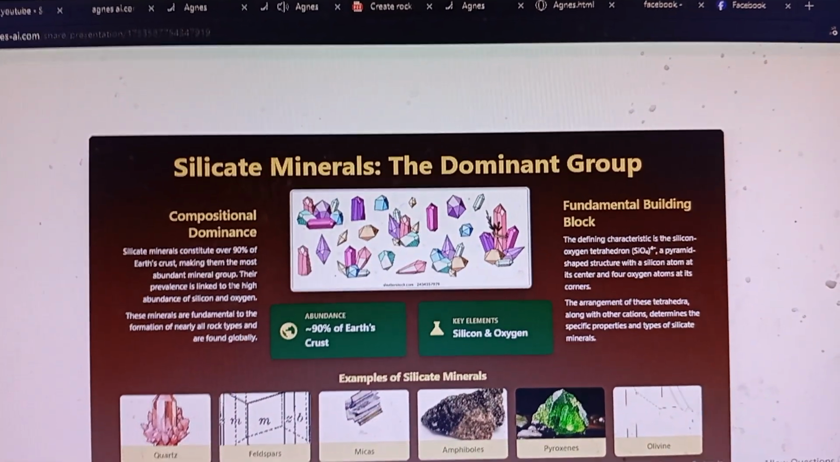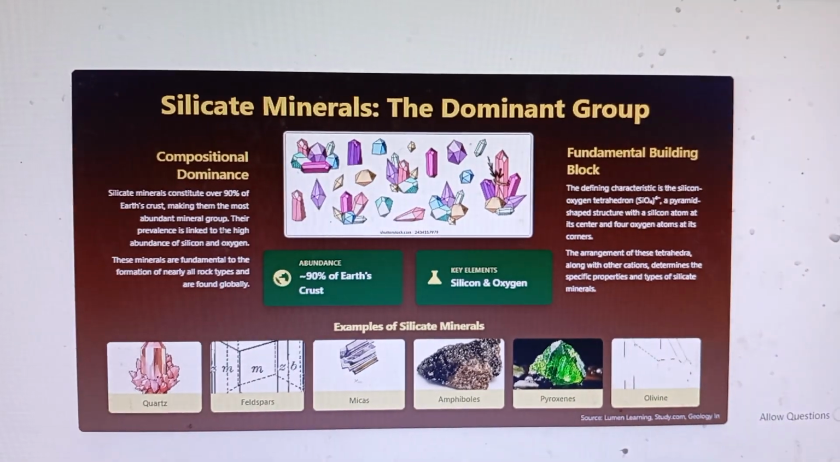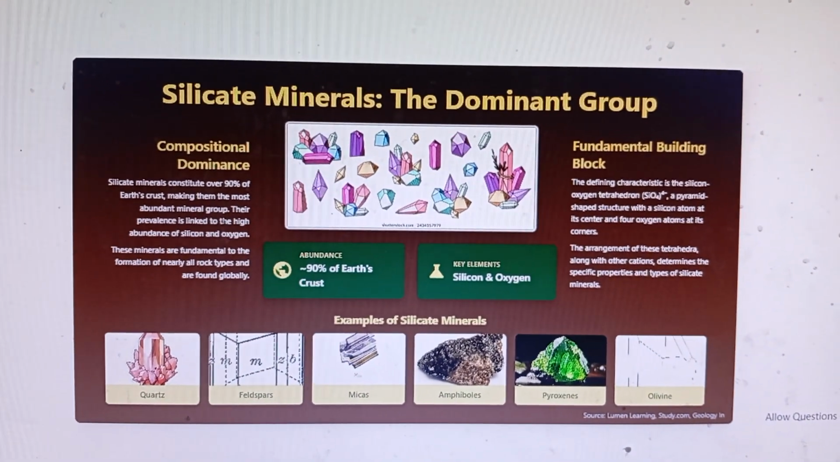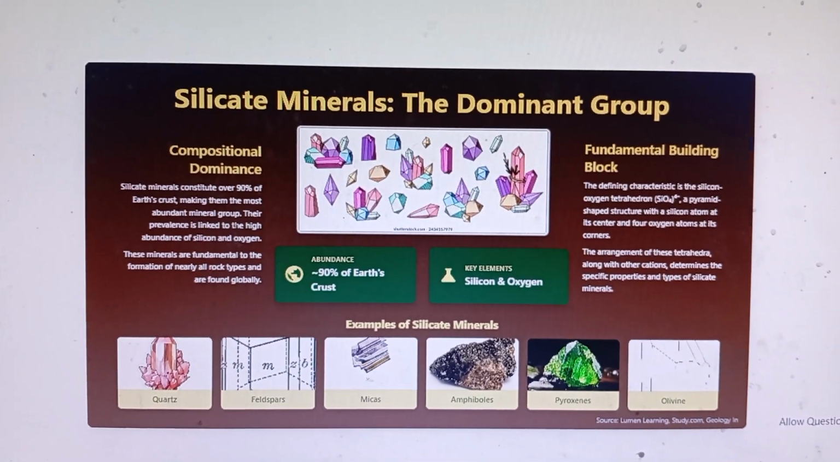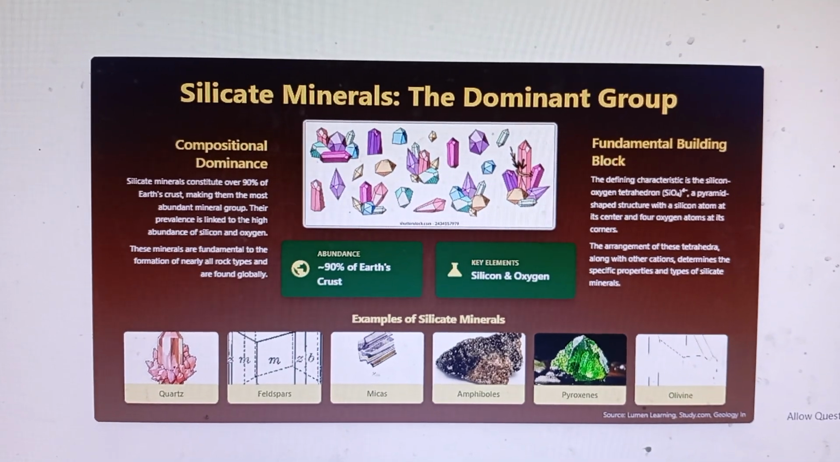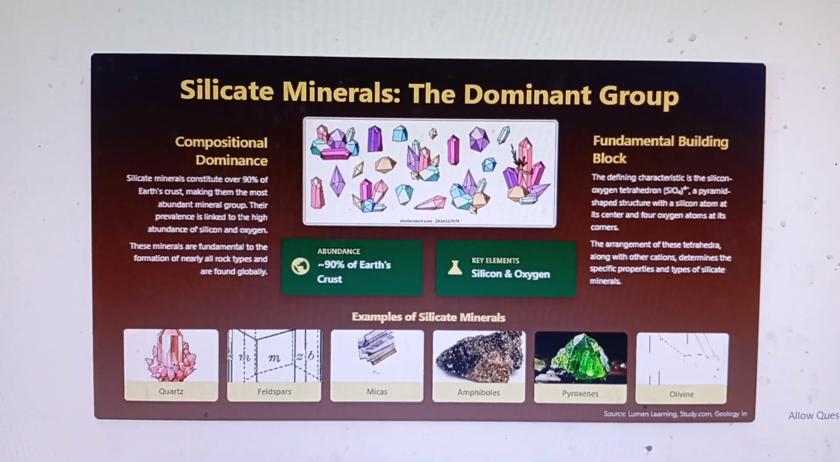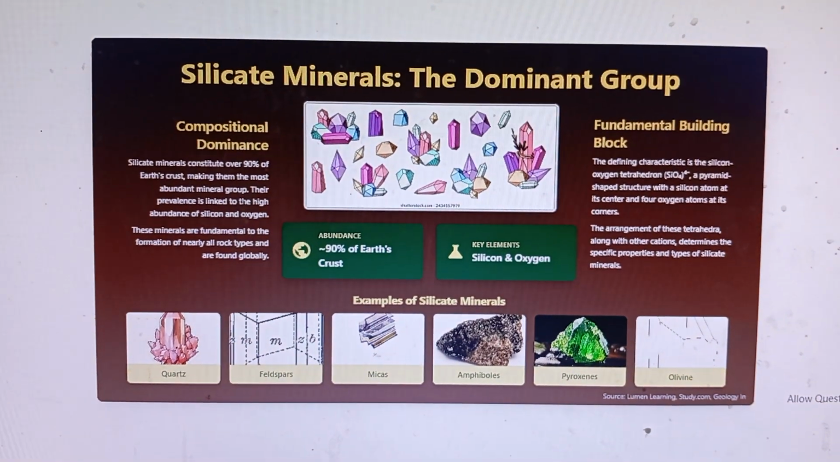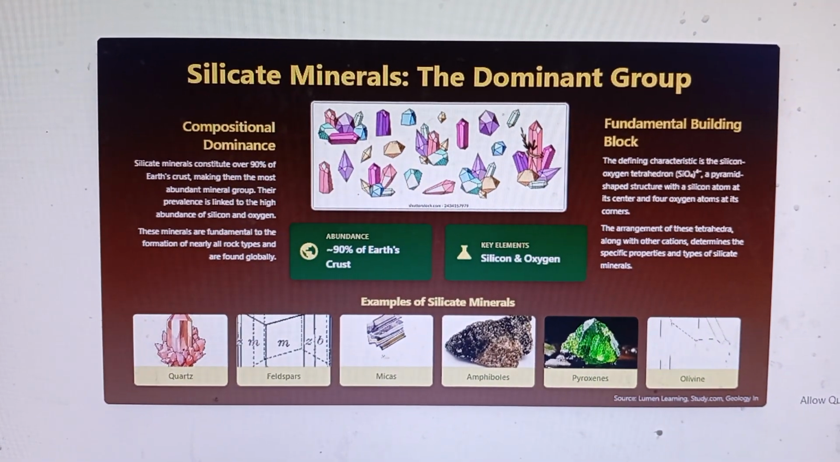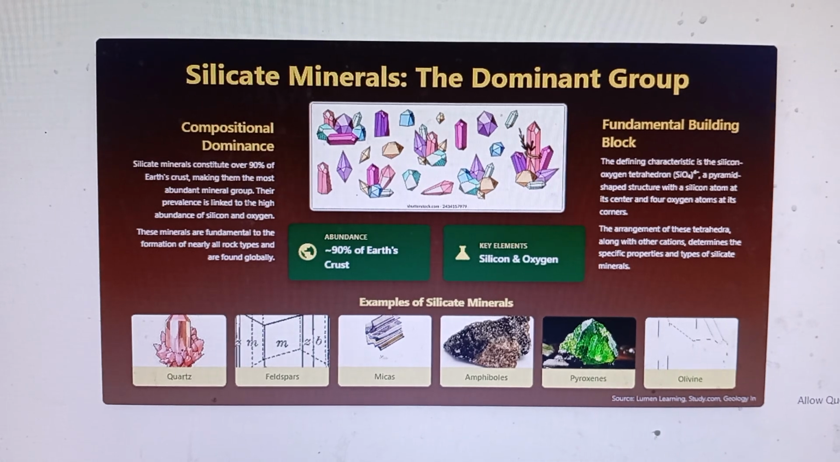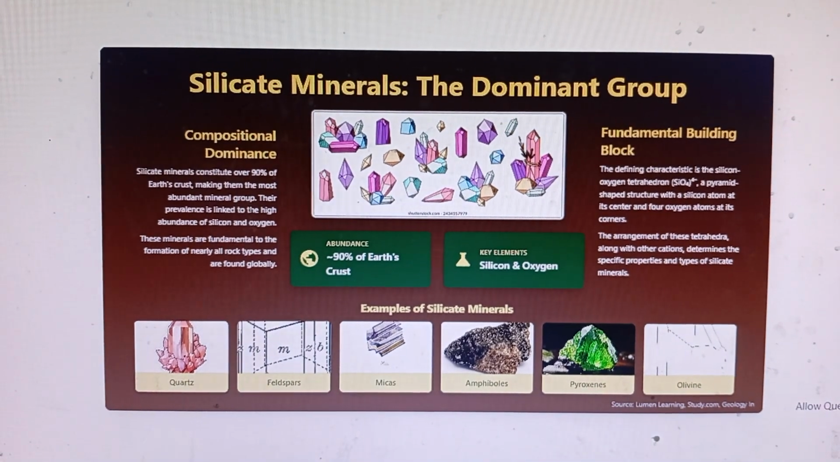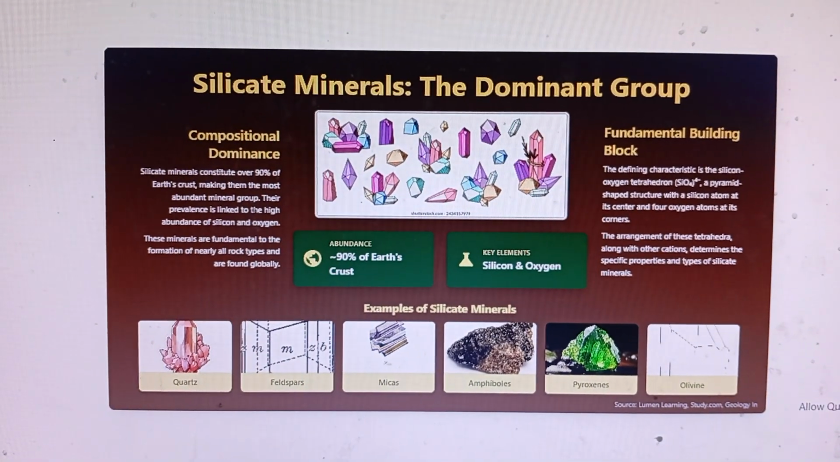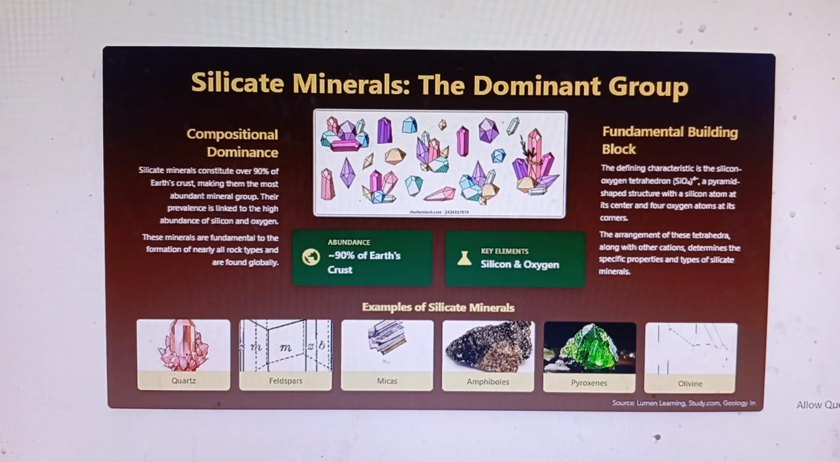Silicate minerals represent the most abundant mineral group on Earth, comprising over 90% of our planet's crust. This dominance stems from the high abundance of silicon and oxygen, the two most common elements in Earth's composition. The fundamental building block of all silicate minerals is the silicon-oxygen tetrahedron, a pyramid-shaped structure with silicon at its center, surrounded by 4 oxygen atoms.